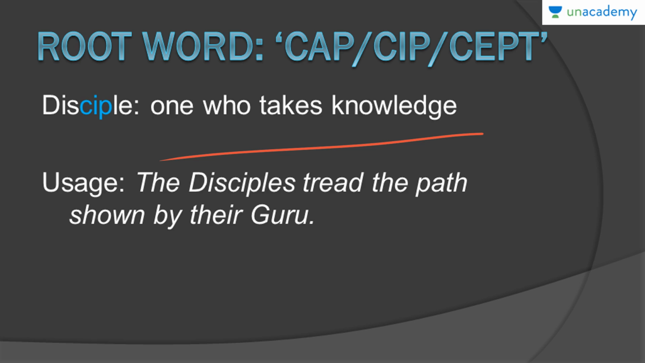A disciple is a person who takes knowledge and treads the path, follows the path which his teacher or his guru is telling him to follow. So he takes knowledge, he imbibes it in himself. So that's the meaning, and you can relate it to the root word also. And I have used it in the same sentence.